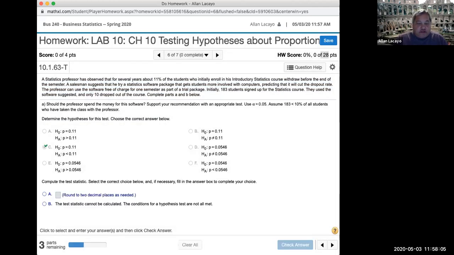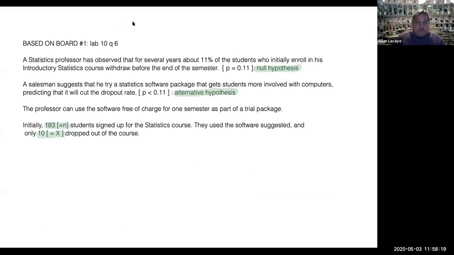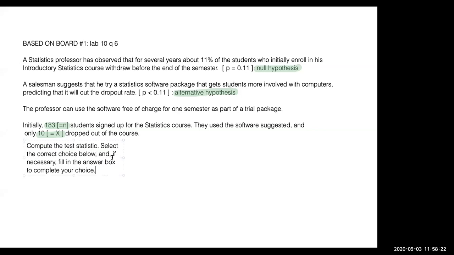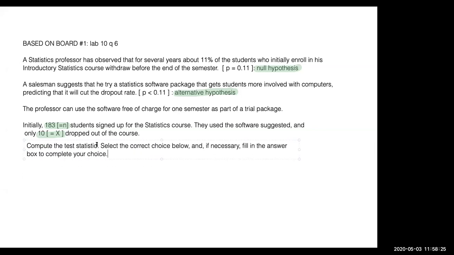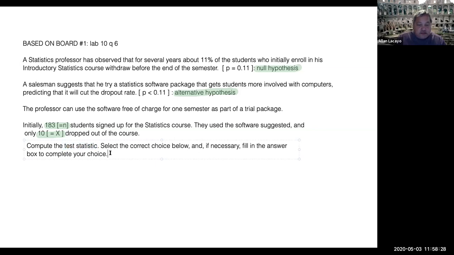Okay, so let's move on to the second part. It says compute the test statistic. So what is that referring to? By the z-score? No, just the test statistic. So the test statistic is when you compare the observed proportion to the hypothesis proportion, in standard deviation units.